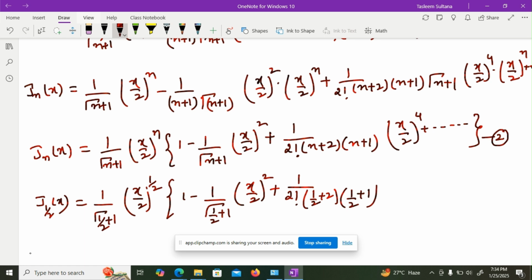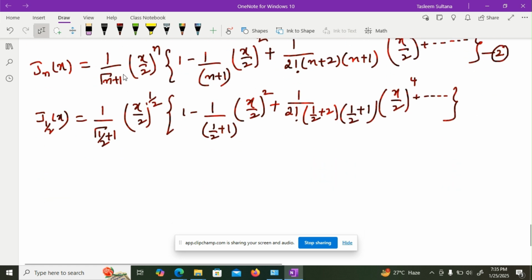One second, here it should not be a gamma because gamma is out. It should be a bracket. Sorry, it's a mistake. x by 2 to the power of 4 plus so on.